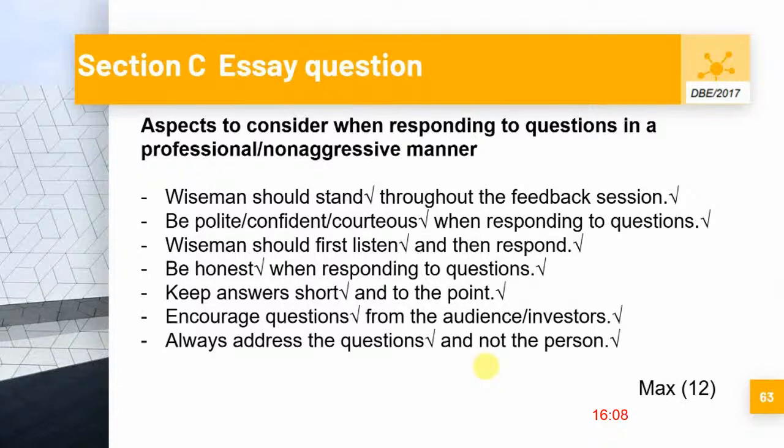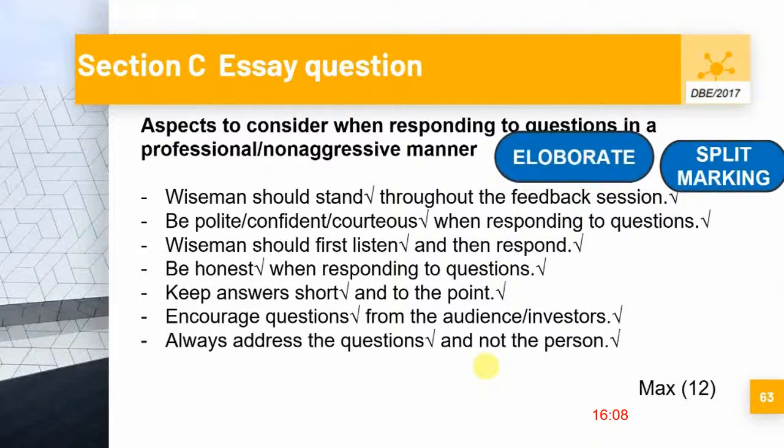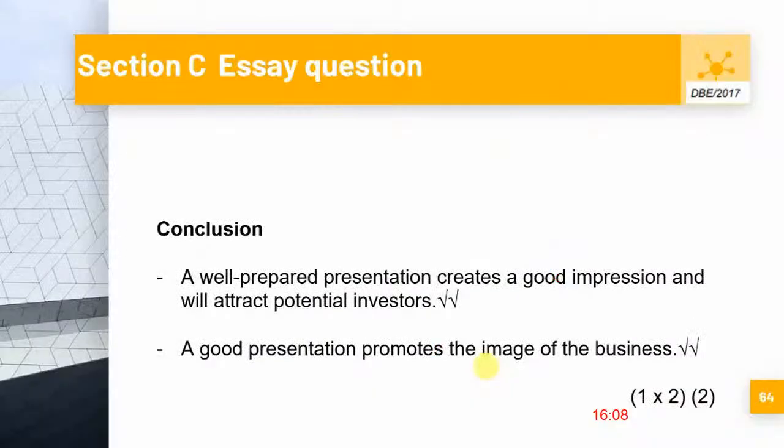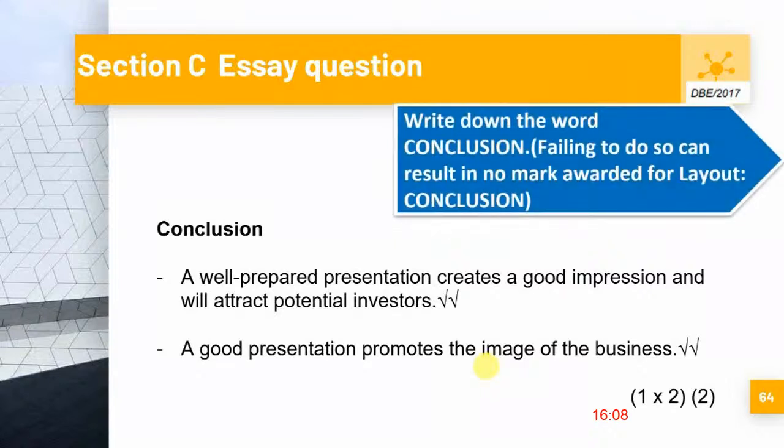And then the last part was aspects to consider when answering in a professional, non-aggressive manner. This question, I guarantee you, is going to come up either in section B or section C. Split marking, because it's used the word elaborates. Conclusion, write down the word conclusion. Failing to do so can result in no marks being awarded.